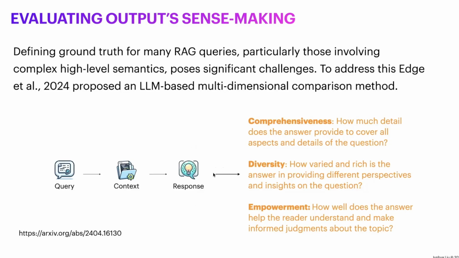The second dimension is diversity. So, how varied and rich is the answer in providing different perspectives and insights on the question? And finally, we measure the empowerment, which states how well the answer helps the reader understand and make informed judgments about the topic. Okay, although the metrics state all these different aspects, the actual quality of it really depends on the setting of the large language model, as we experienced in the previous lab.